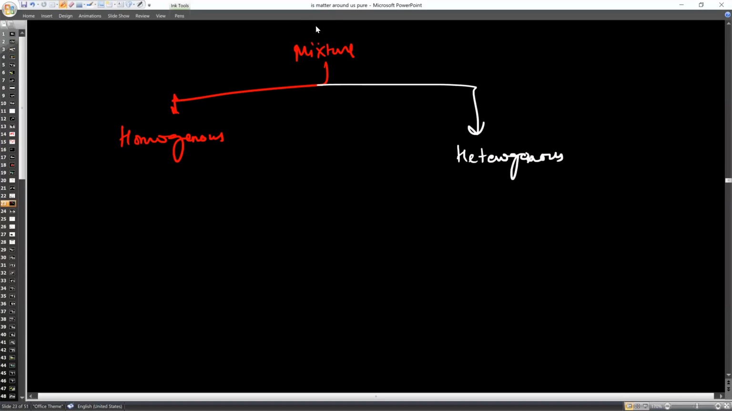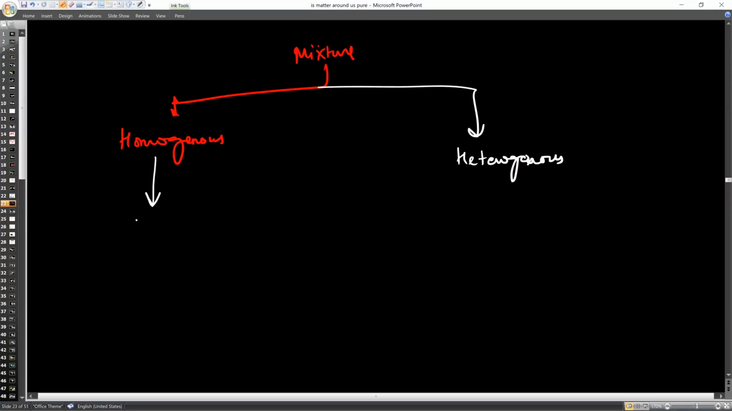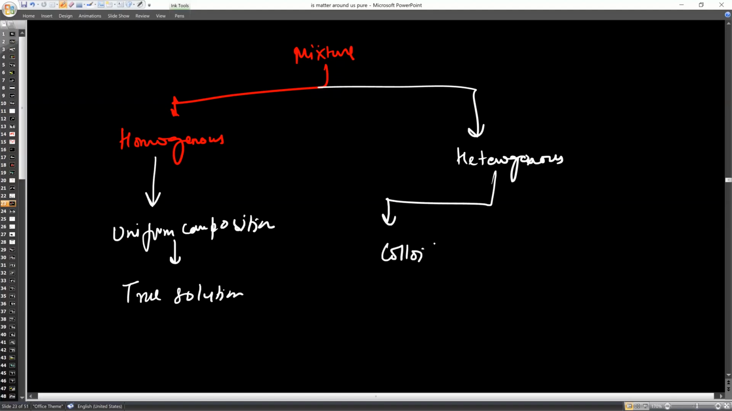Okay, now just look at this. Homogeneous mixture: what do you mean by homo? Homo means same. It has the same composition. Homogeneous mixtures have uniform composition, and they have one type of solution. We call it true solution. But heterogeneous mixtures have two types: colloids and suspension.